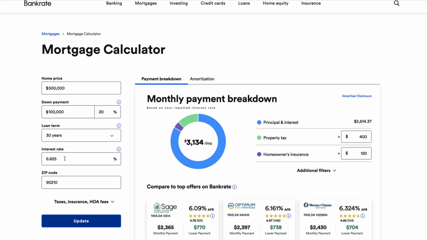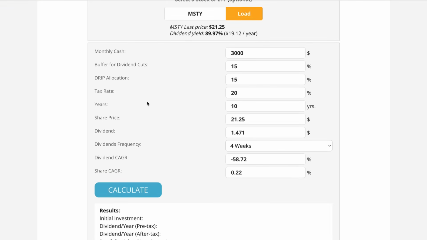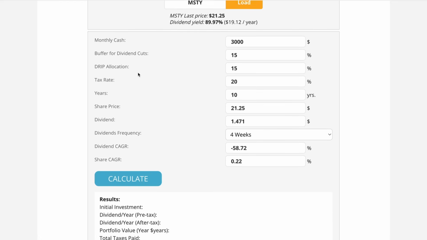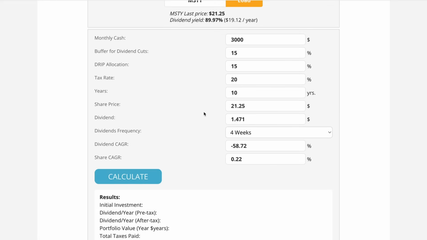So that's not too bad, but it includes the lower taxes. So anyway, let's say you want to pay your mortgage with MSTY. How many shares do you need, bro? Okay, so I created this calculator. It's basically based on the retirement calculator that we have on the site. And anyway, so if we load MSTY here, these are the basic numbers.